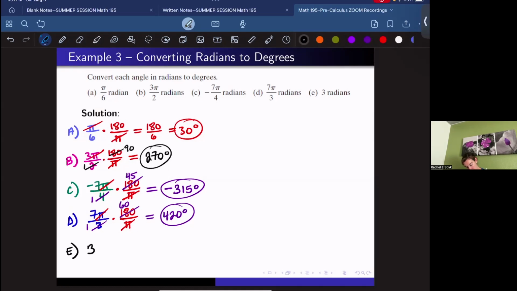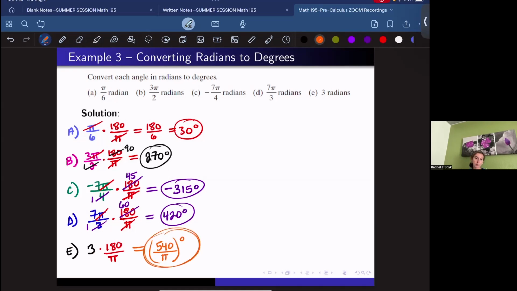3 radians, and we want to convert it into degrees. So in this case, we're going to end up having a pi in our degrees. Unusual, but it sometimes happens. 3 times 180 is the same as 300 plus 240, which is 540 over pi degrees.